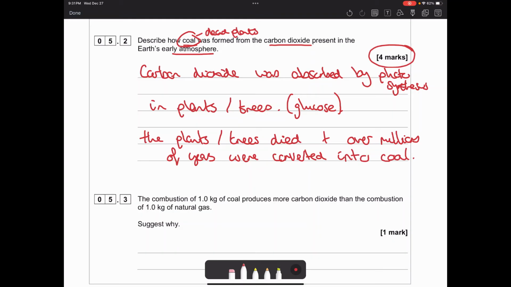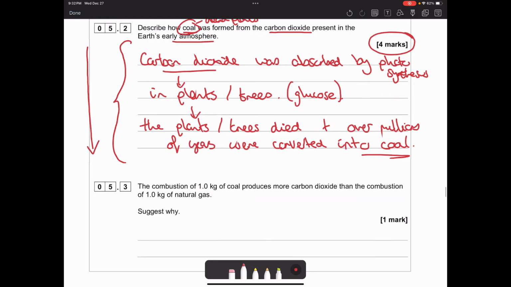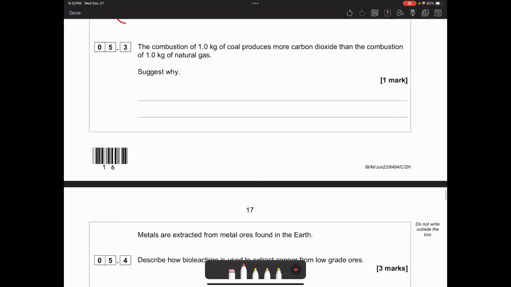So it's basically just showing the carbon dioxide absorbed by the plants, then died and then turned into coal when they were buried, and then the pressure coming from the sediment above and the heat from the Earth's core. But this question is specifically asking how over time it changed, so you don't need to go into the pressure and heat. The combustion of 1 kilogram of coal produces more carbon dioxide than 1 kilogram of natural gas. Suggest why. So, why is coal producing more CO2 than natural gas?